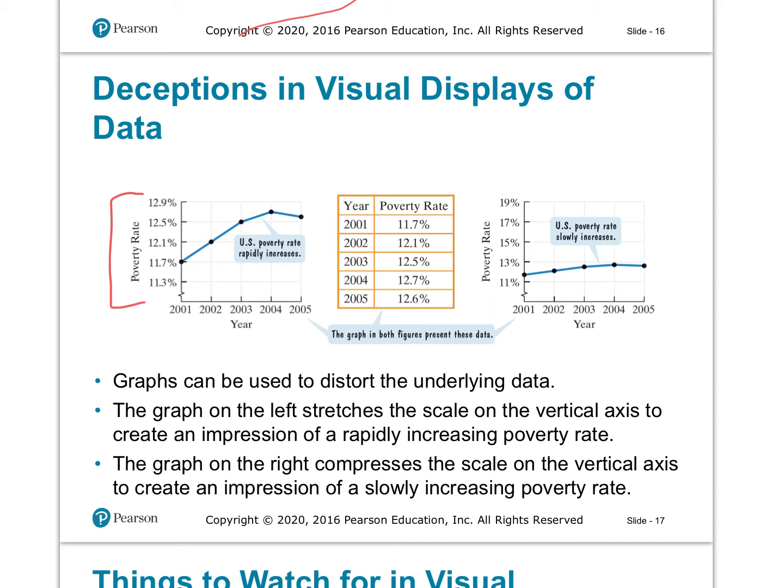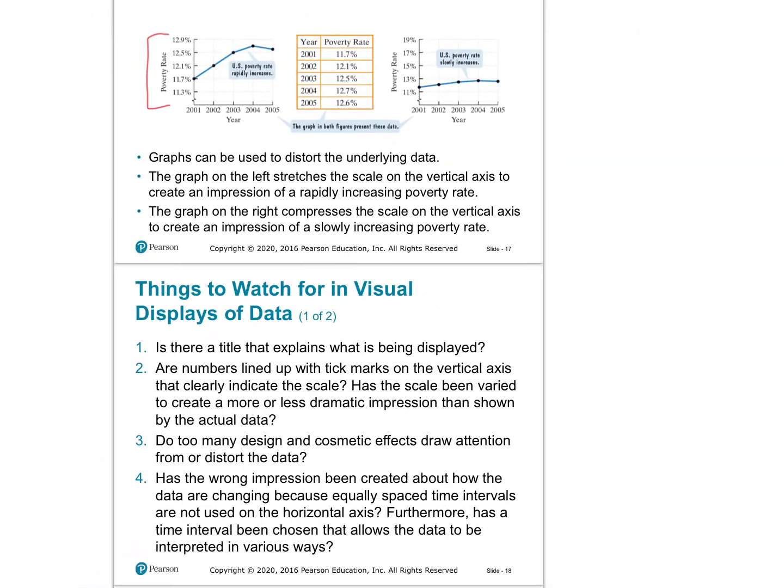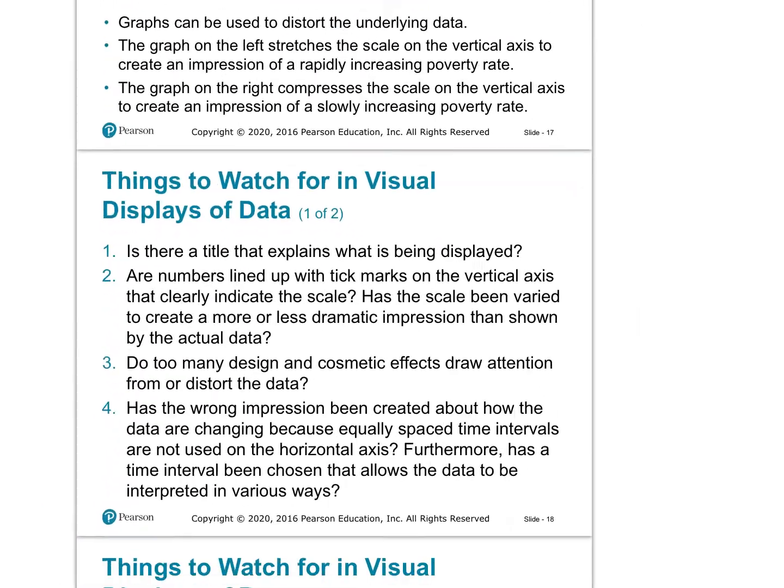And then notice on this other one, it kind of looks like a flat curve, because if you use your normal y-axis, it's more like a flat curve. The graph on the right compresses the scale on the vertical axis to create the impression of a slowly increasing poverty rate. So it can skew your data based off of how it's represented. Just be careful when you're looking at graphs and at everything that's represented.